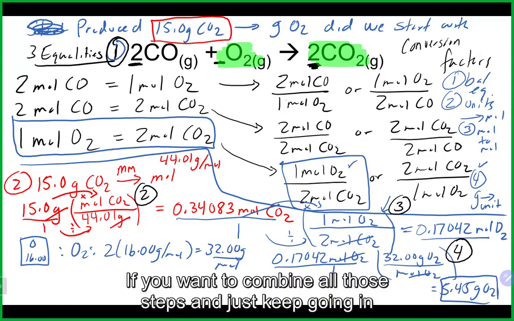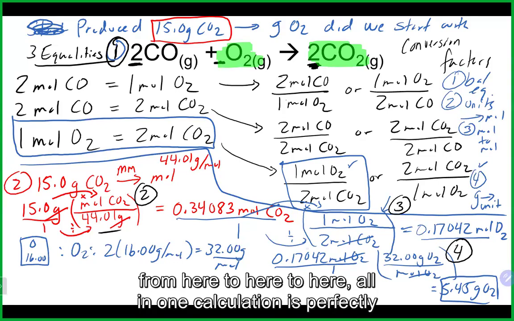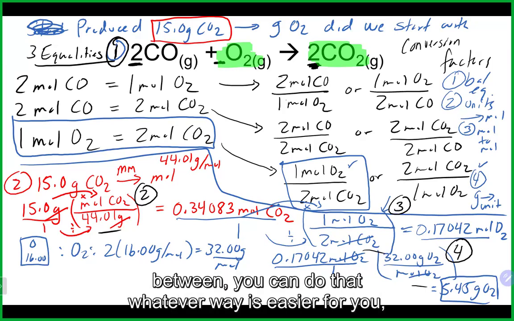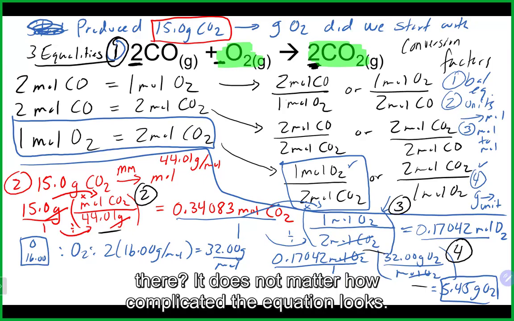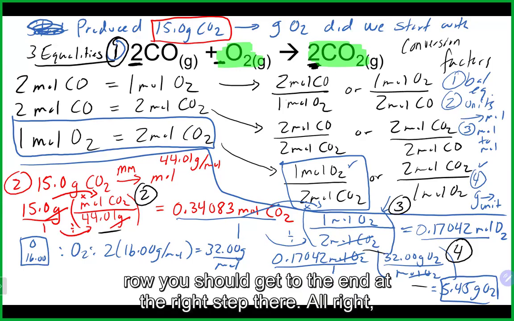If you want to combine all those steps and just keep going in your dimensional analysis, you absolutely can. You could go from here to here to here all in one calculation, which is perfectly fine as well. If you don't really need an answer in between, you can do that. Whatever way is easier for you, do it that way. Any questions on that there? It does not matter how complicated the equation looks. It doesn't matter what number you have. Those 4 steps in a row, and you should get to the right answer at the end.